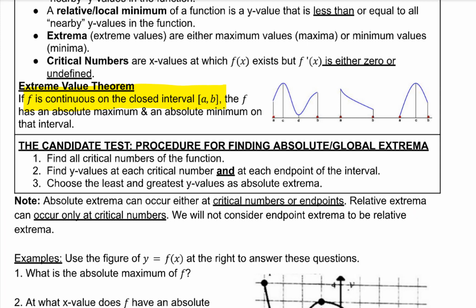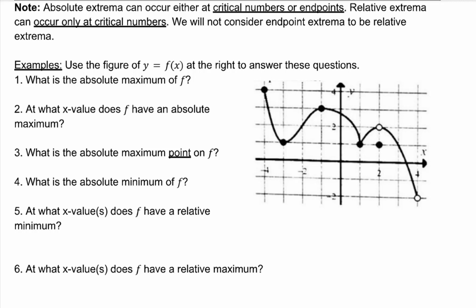The candidate test is our procedure for finding absolute or global extrema. Find all critical numbers of the function, and then find y values at each critical number and at each endpoint of the interval, and then choose the least and greatest y values as absolute extrema. Note that absolute extrema can occur either at critical numbers or endpoints, but relative extrema can only occur at critical numbers. Use the graph of y equals f of x at right to find the following.